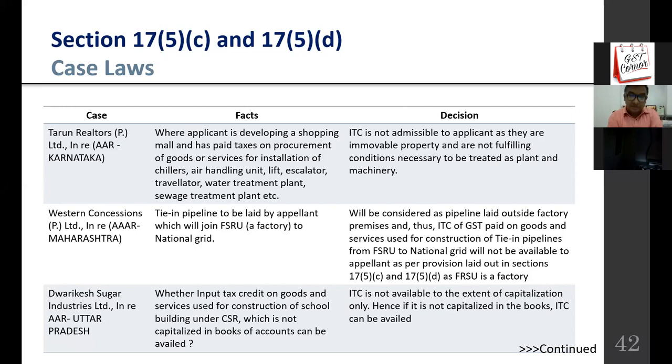On this, again, there are divergent views. In the case of one of my clients, who is quite aggressive, we have taken a view that the air handling unit is a separate part. The water treatment plant, sewage treatment plant, and the generators are all separate parts, and therefore we can avail the credit on them. But the stronger, more restrictive view is that since the air handling unit, the AHU, becomes a part of the building, it is actually immovable property, and therefore ITC should not be available on it.